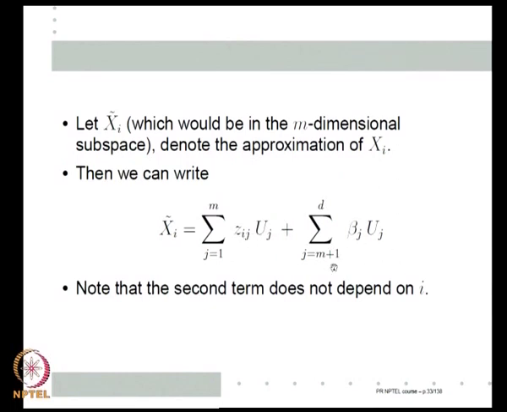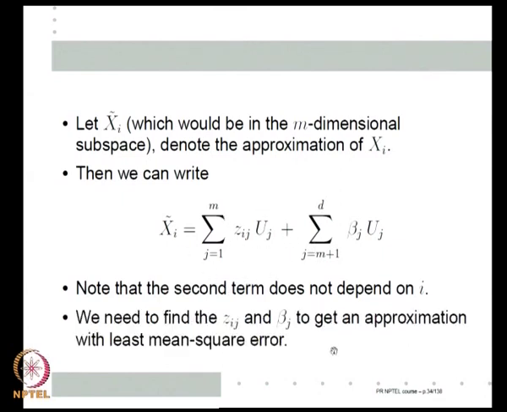The only reason for putting it like this is that, instead of just representing it in terms of these uj's, there might be a constant which, when added, might lower my mean square error. Of course, if I do not need it, the constant will turn out to be 0 when I optimize, but having a constant will help me to find a better approximation. So, what is the task now? We have to find zij and bj to get the approximation with the least mean square error. Of course, we have to also get uj.